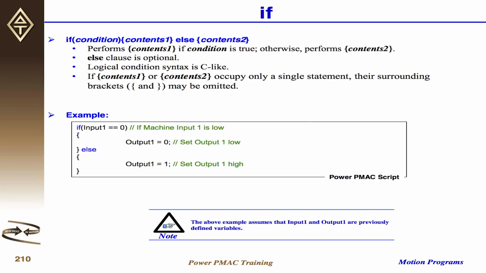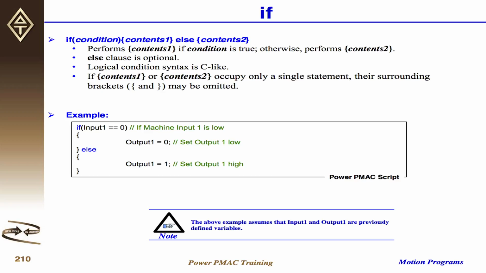We have if and else, which function the same as in C. So if condition is true, execute the first clause's code, else execute the second clause's code. Some things to note: else is optional, you don't have to use it. And if the contents to execute for each clause occupy only a single statement, you can omit the curly braces. A statement is, for example, a variable assignment or a function call or something.